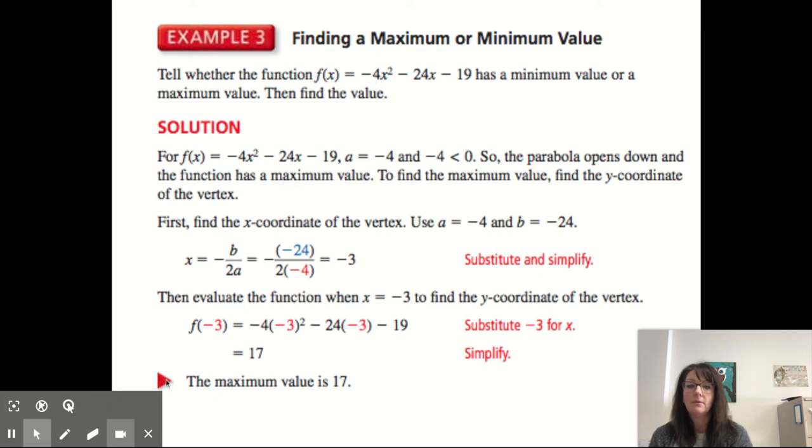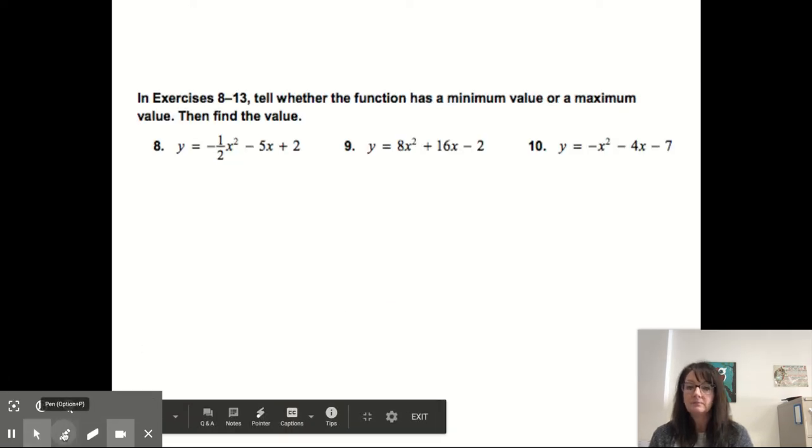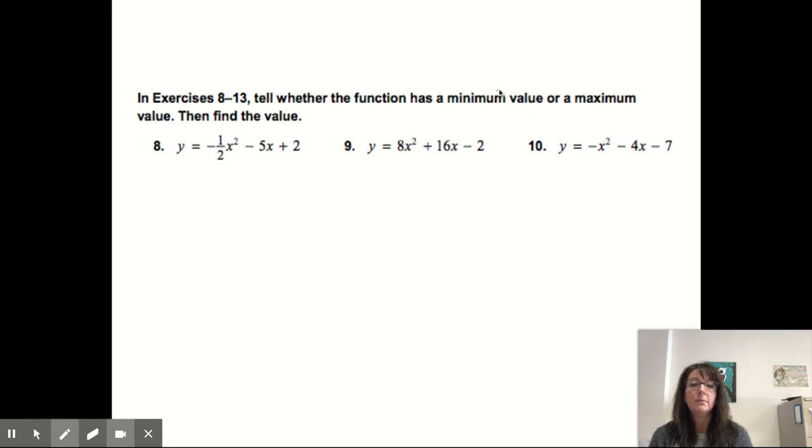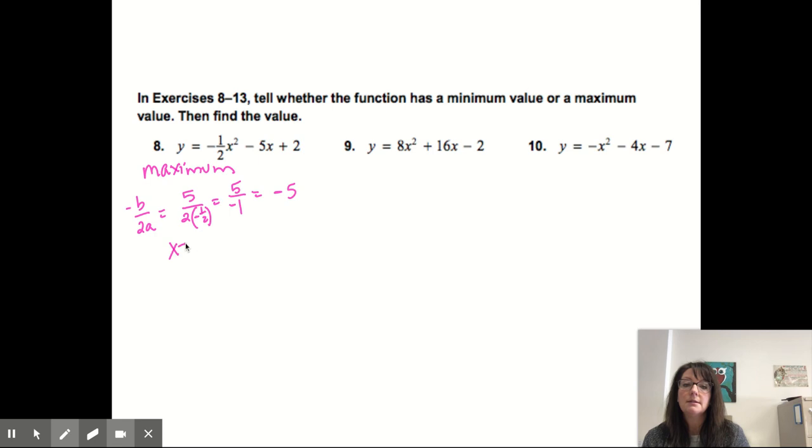So it's very much the same of what we've been doing this entire time. So here we go. We're going to tell if it has a maximum or a minimum. I'm going to look at this and it's negative, so I know that we're going to have a maximum. All right. And then I'm going to begin to find it. Negative b over 2a is equal to, so the opposite of 5 is +5 over 2 times a -1/2. So that's 5 over, and then this is going to be a -1. So it is a -5. So my axis of symmetry is x is equal to -5.